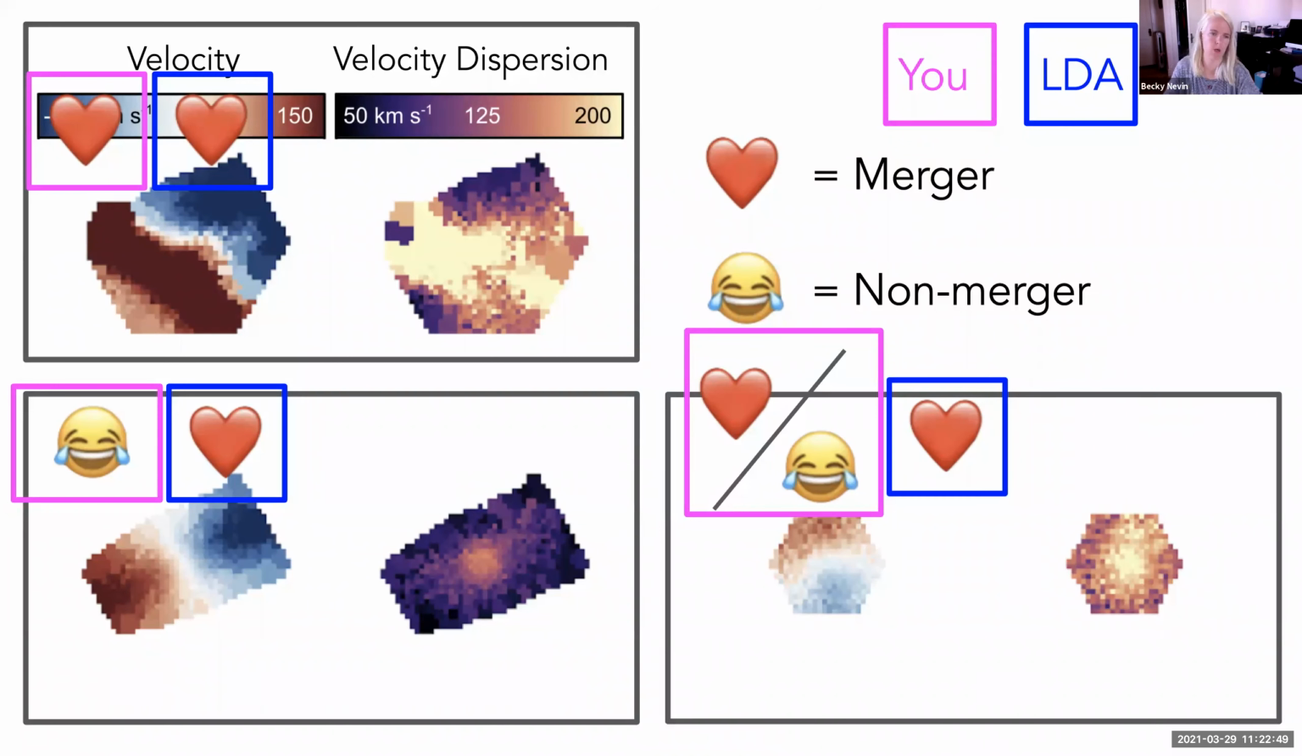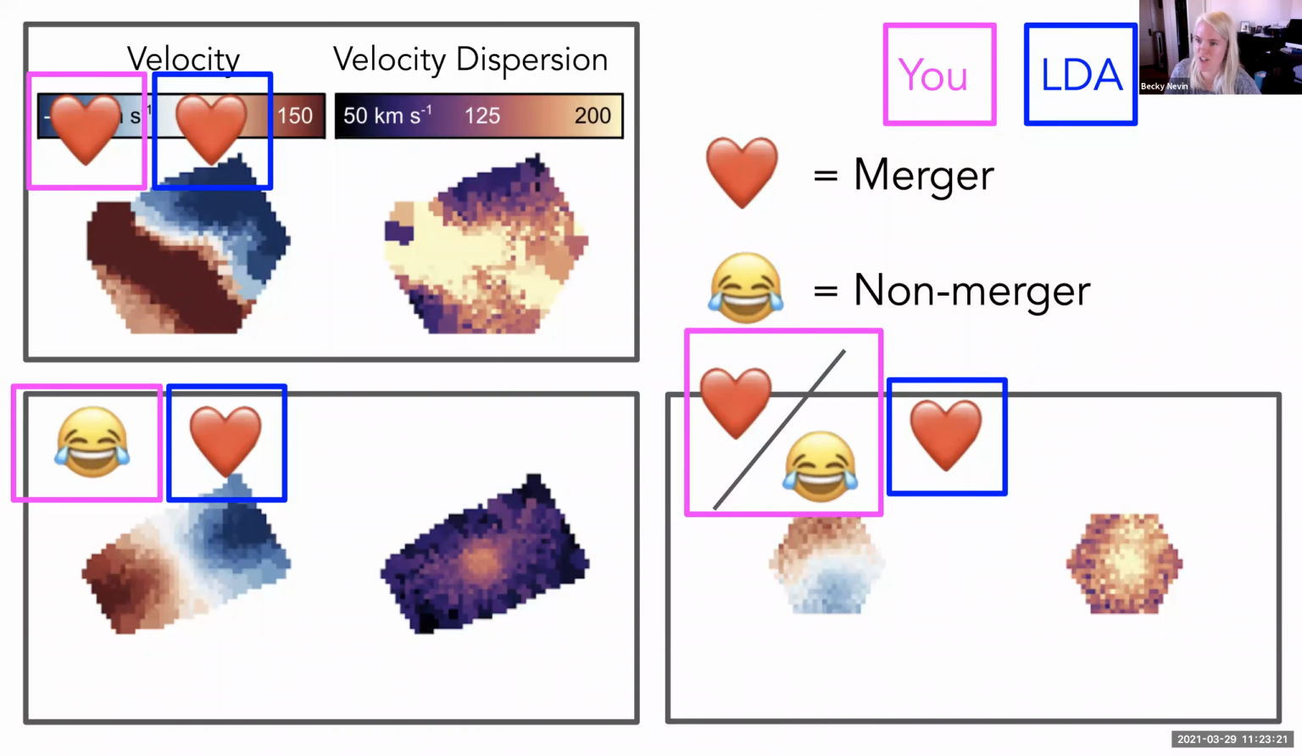So this upper left one is very disturbed by eye. We would probably agree with the LDA classification. This bottom left one, to me, looks by eye like a disk, so it doesn't look like a merger. What's happening here is the LDA is picking up on some more subtle kinematic features that are able to identify this stage as merging. This is during the early stages of the merger, so the galaxies have just begun to interact.